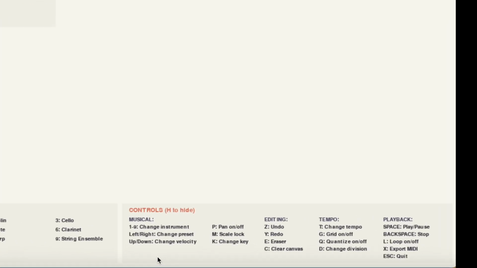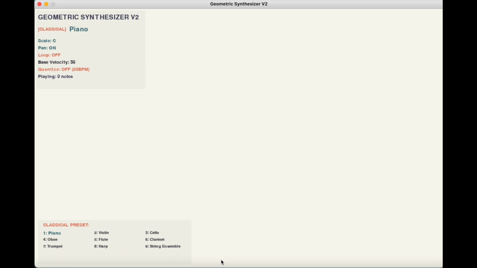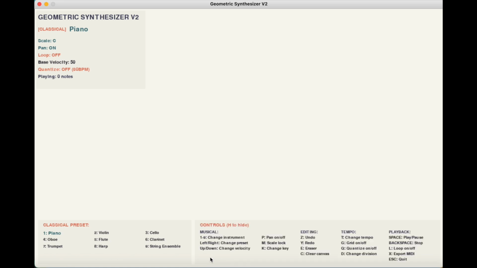Over here in the bottom right corner, we have the complete controls reference. This help overlay can be toggled on or off with the H key, giving you more screen space when you're familiar with the interface. The interface is designed to be playful and intuitive. You create sounds and melodies simply by drawing shapes on the canvas.